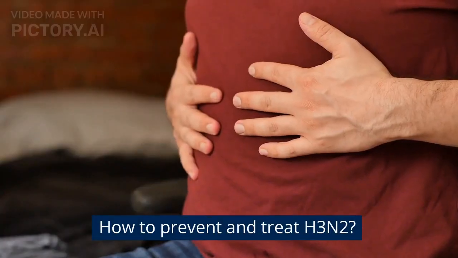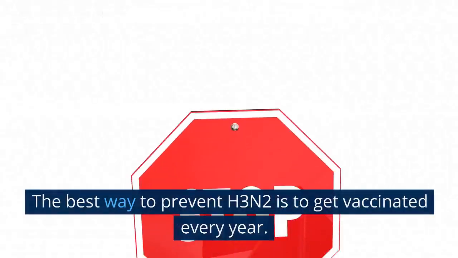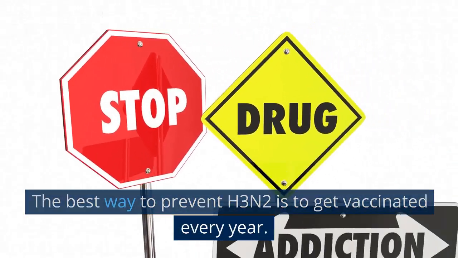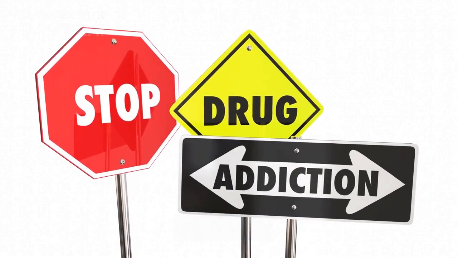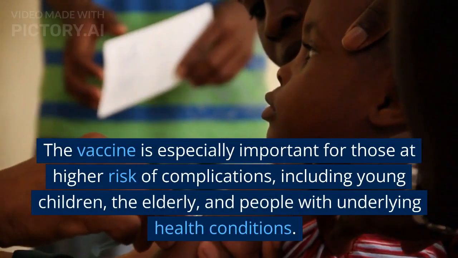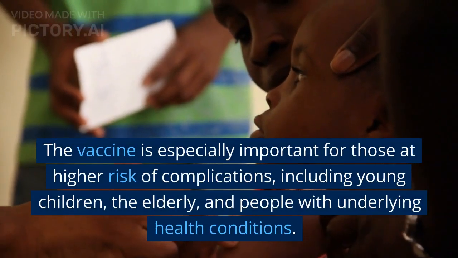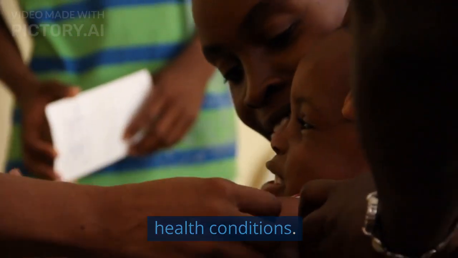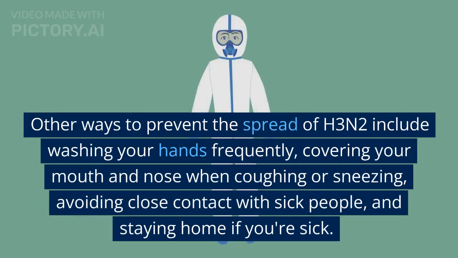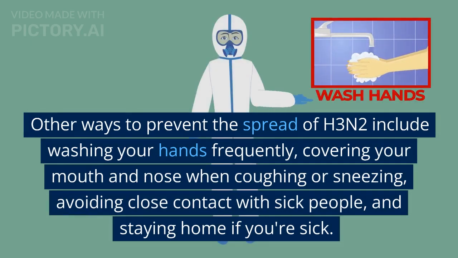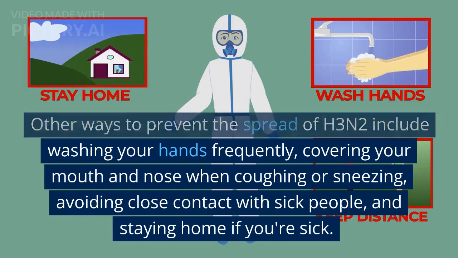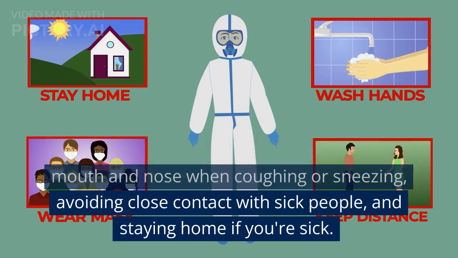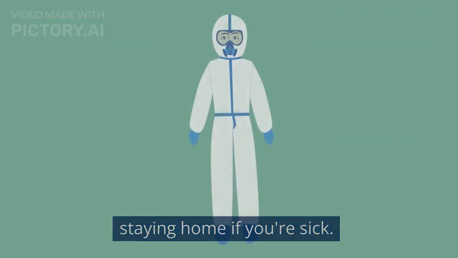How to prevent and treat H3N2? The best way to prevent H3N2 is to get vaccinated every year. The vaccine is especially important for those at higher risk of complications, including young children, the elderly, and people with underlying health conditions. Other ways to prevent the spread of H3N2 include washing your hands frequently, covering your mouth and nose when coughing or sneezing, avoiding close contact with sick people, and staying home if you're sick.